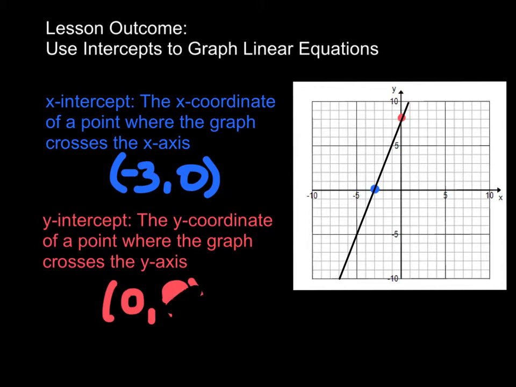Let's try and fix this a little bit. So 0, 8, because we moved from the origin, we moved left or right 0 this time, and we moved up 8. So again, a y-intercept will always have a y-coordinate that we know, and the x-coordinate will always be 0.